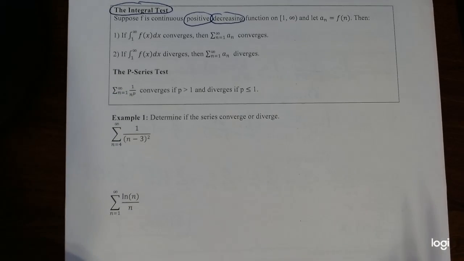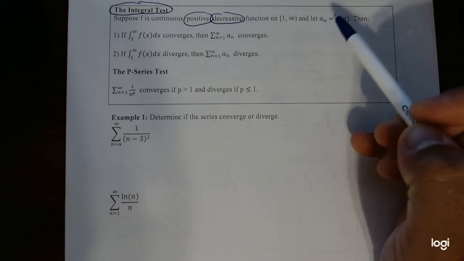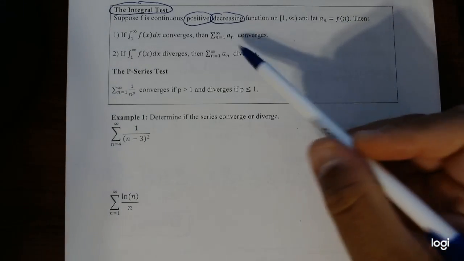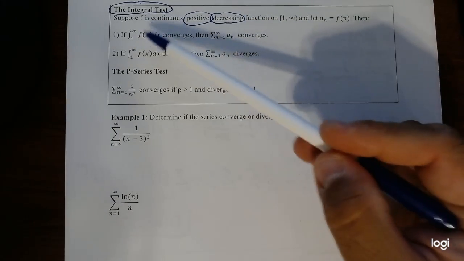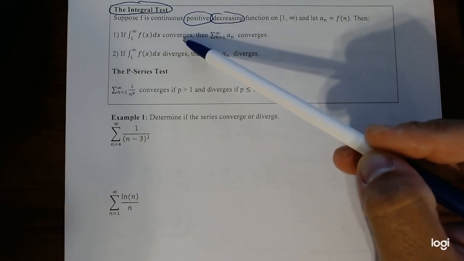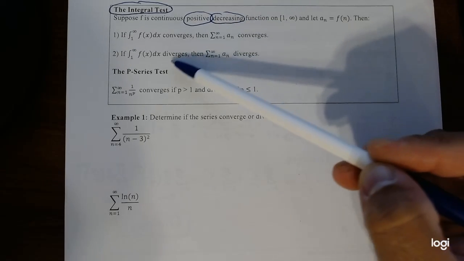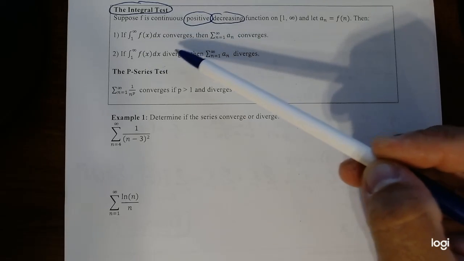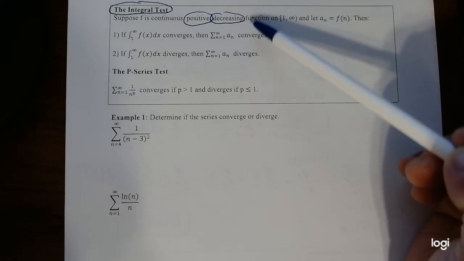So what it says is, if the function is decreasing and positive from 1 to infinity, and a sub n equals the function of n, then we have one of these two happening. If the integral from 1 to infinity of the function converges, in other words, you find a value, therefore the series also converges. If the integral from 1 to infinity of f of x diverges, so goes to infinity, anything like that, then the series also diverges.